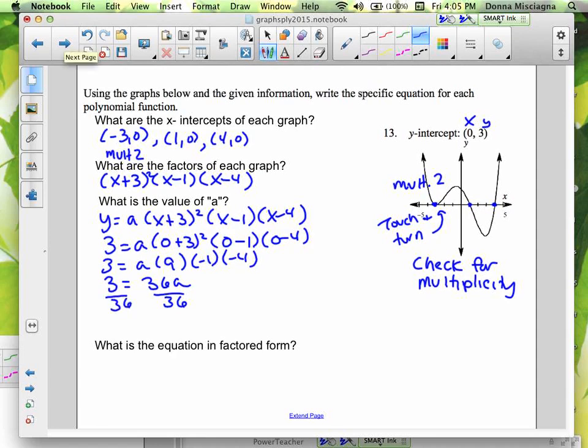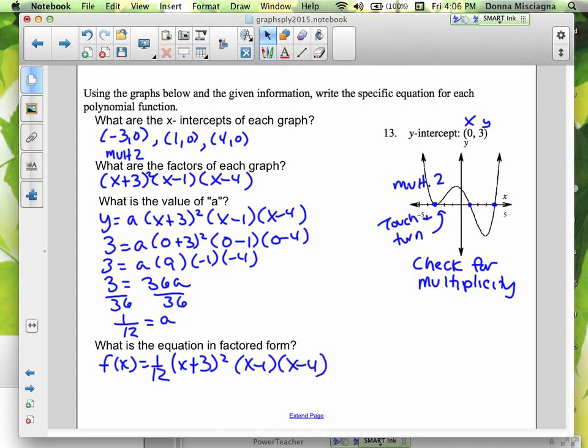And you should reduce this. Okay, both of those are divisible by 3. 3 divided by 3 is 1, and 36 divided by 3 is 12. So 1/12 is what a is. The equation in factored form is f of x equals 1/12 times x plus 3 squared times x minus 1 times x minus 4.